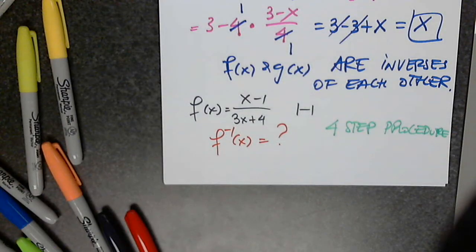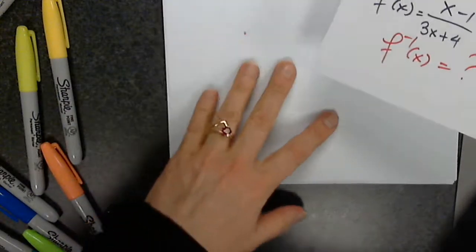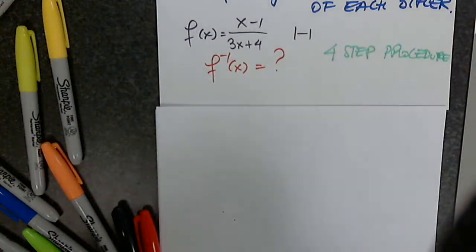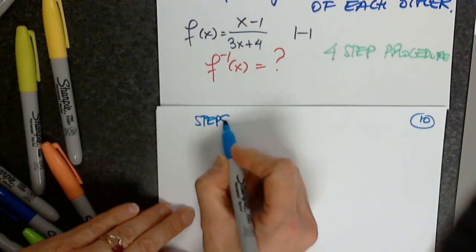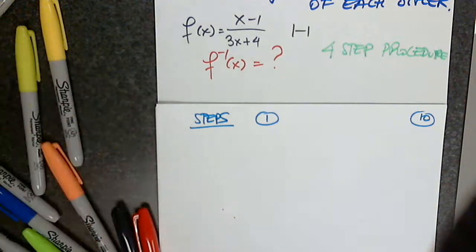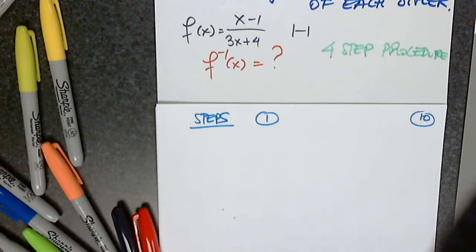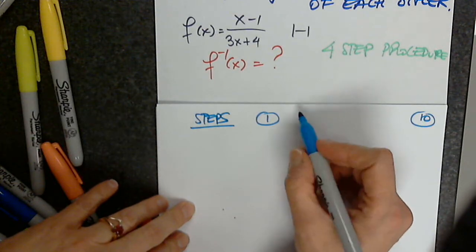Four-step procedure for finding the inverse of a function. Step number one. At every step of the way, I will ask you, can I do this? Can I do this? You already know my habits.